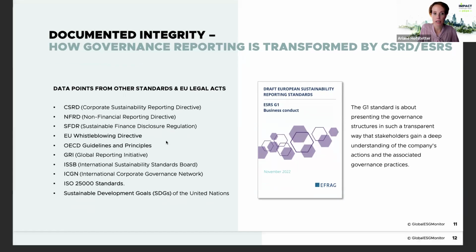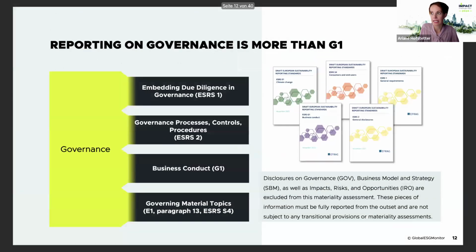When we talk about governance reporting, then this is more than G1. So governance in ESRS is not only to be found in this topical standard, which is due to materiality, but also in ESRS 1 and 2, as well as in some other topical standards, as well as in E1, which is the climate standard, or S4, which is consumers and end users. I will go into this more deeply later on.